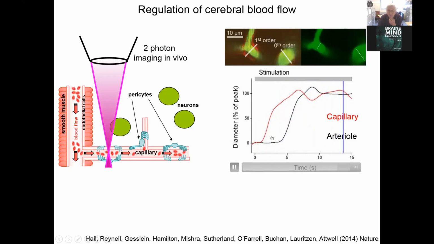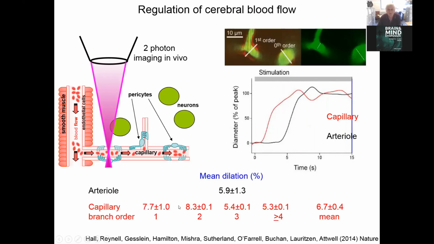And that's important because it shows you that this capillary dilation is an active relaxation. It's not just that they get pushed open because the arterioles have dilated and raised the local blood pressure. So they dilate faster than arterioles. Normally it's about 1 second faster rather than 3 seconds. And it's not just faster, they also dilate more than the arterioles on average. So they show a lot of potential for contributing significantly to the control of blood flow physiologically.